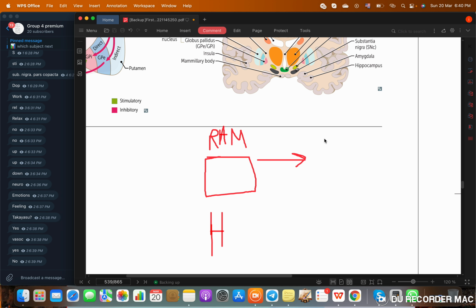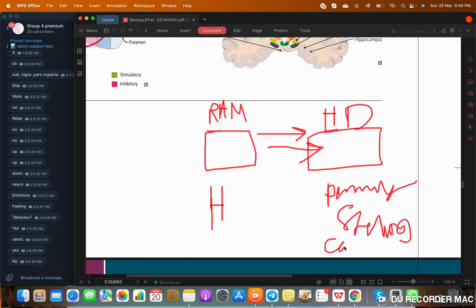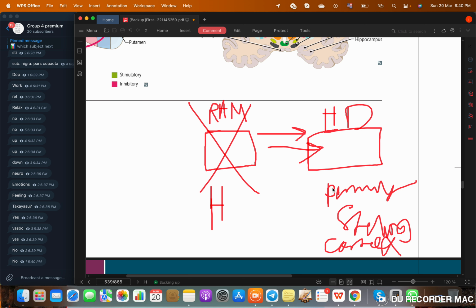Then from the RAM, it goes to the hard disk. So what is this hard disk? The hard disk is a structure in which you have permanent storage of memory. That will be, in a human being, inside of the cortex. So if I destroy the hippocampus, the hard disk is still functional. So I don't lose previous memory. But can I make memories for the future? Absolutely not. No, you cannot make memories for the future.